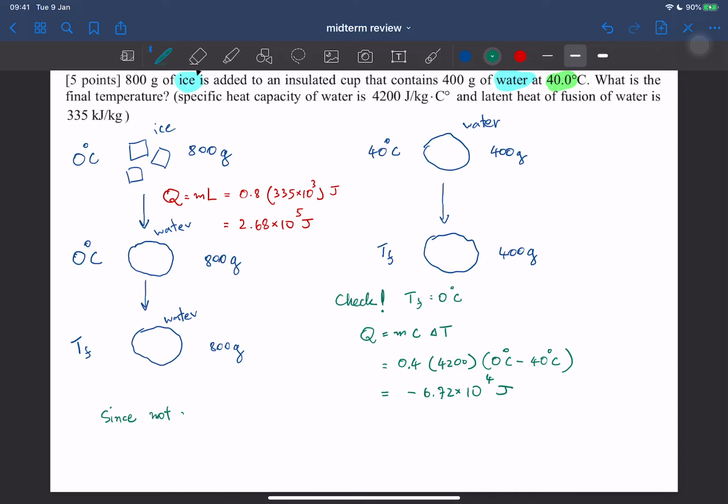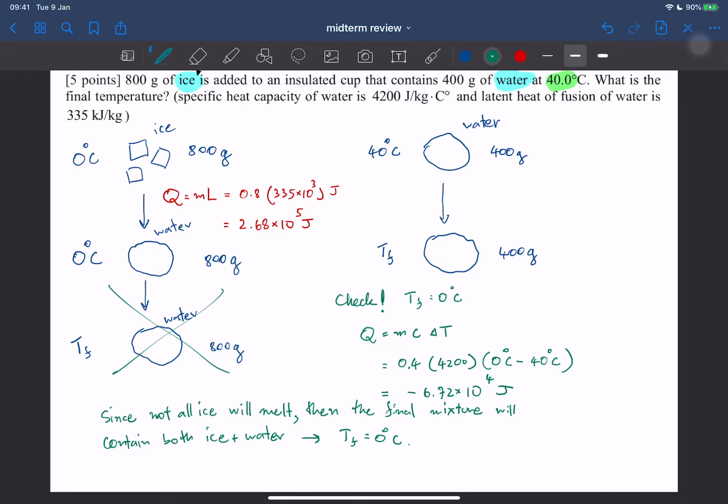Okay, so I'm going to write here that since not all ice will melt, then the final mixture will contain both ice and water. So the final temperature is automatically 0 degrees Celsius. So actually we don't need to calculate this step because all the ice is not yet melted, and we don't need to calculate how much hotter it is, right? This is a case where we have too much ice, if you think about this.